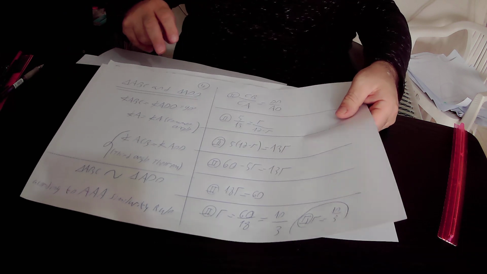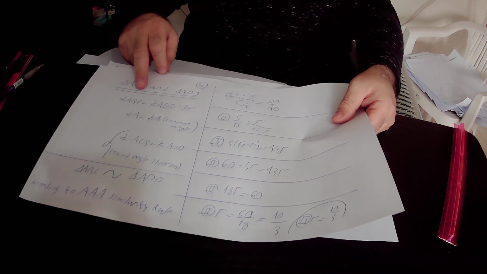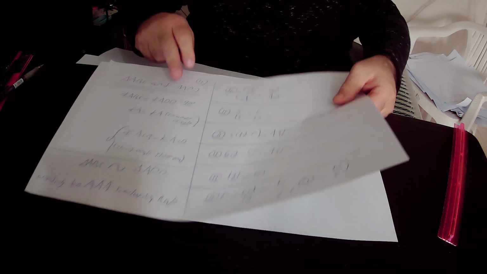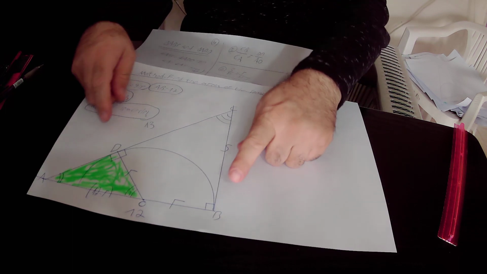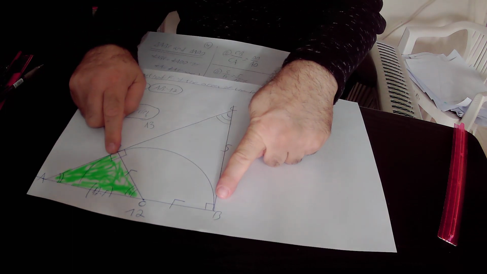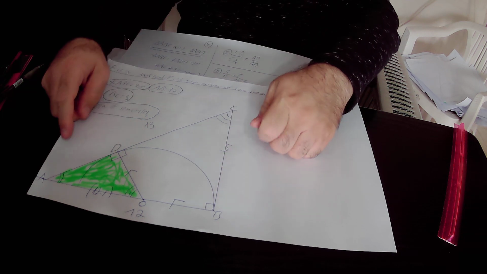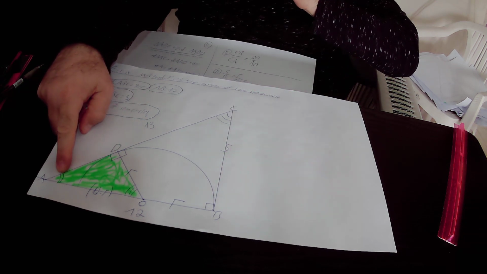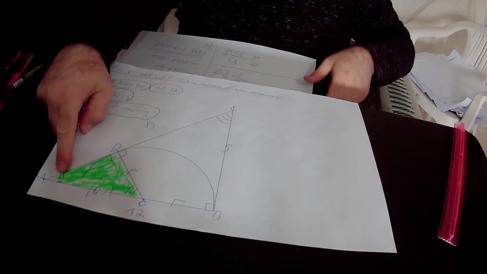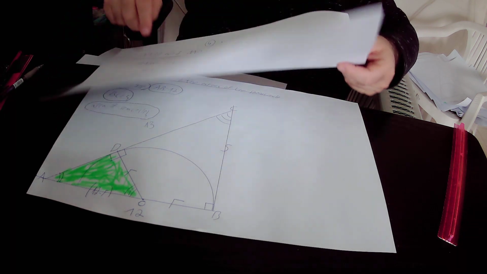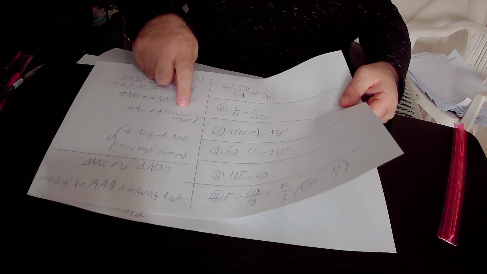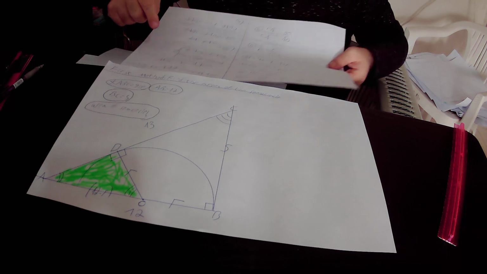Why are they similar to each other? Because, first of all, angle ABC equals angle ADO equals 90 degrees. Those two angles are equal to each other, they are both right angles. We have this angle that equals itself. It is a common angle that belongs to both triangles. So angle A equals angle A is a common angle that belongs to both triangles.